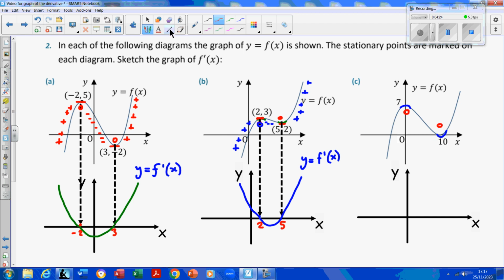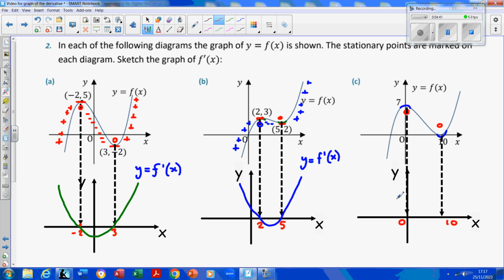We're going to drop the zeros down onto the x-axis. So there it's there. And we know that that's 0. That one there, we'll drop that one down, and I know the x value for that one is 10. So we'll put in those numbers. So that's 0 and that's 10.